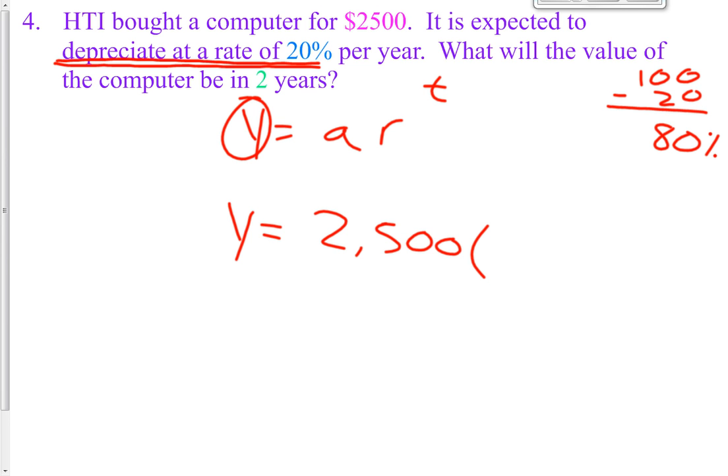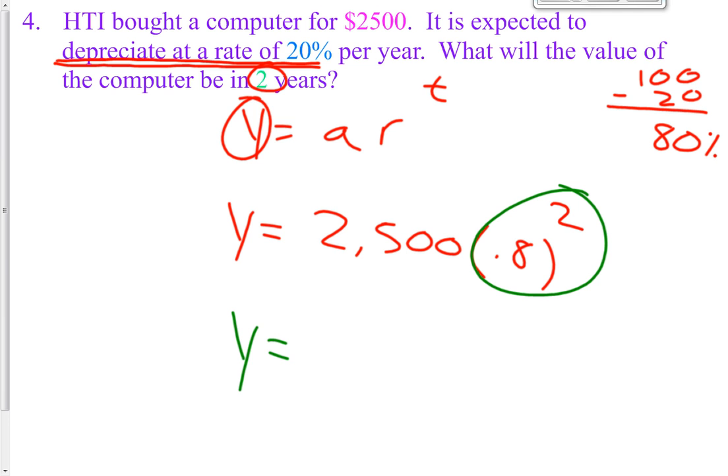So there it's retaining 80%, so as a decimal, we're going to put 0.8 in there for the rate. And that's raised to the time t, and the time t in this one is 2 years. There's our time t. Once again, this one's pretty basic. All you got to do is put this in your calculator now. Make sure you do exponents first. So 0.8 times 0.8, whatever that number is, multiplied by 2,500. So y equals, that computer is worth $1,600 after 2 years. $1,600.